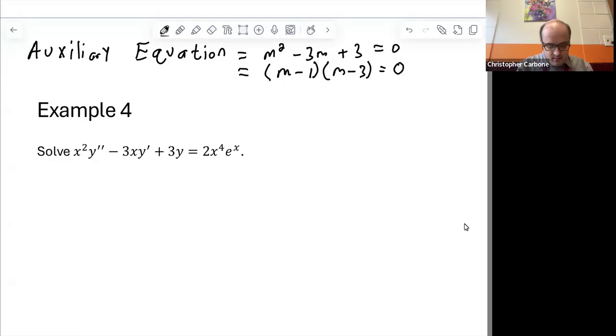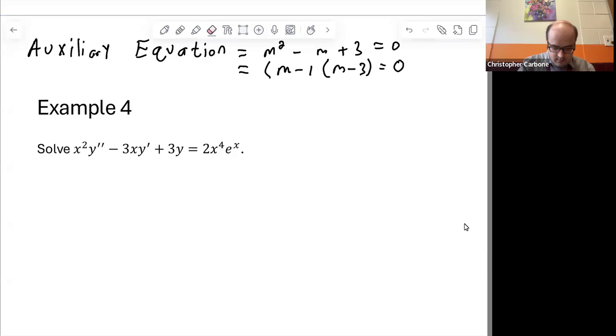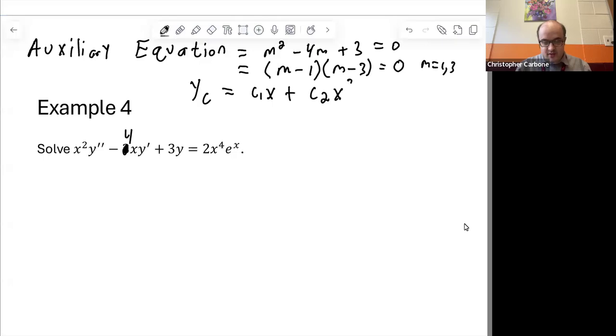So in doing that, I just noticed there's a mistake with it. This needs to be a 4, and a 4 here. There we go. Anyway, for us to actually do this then gives us two real solutions, m being 1 and 3. So this gives us a complementary solution as c sub 1 times x plus c sub 2 times x cubed for this Cauchy-Euler equation.